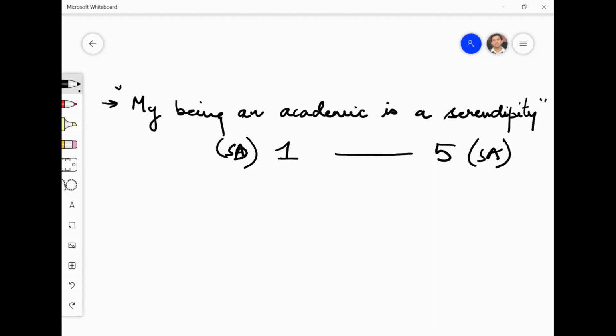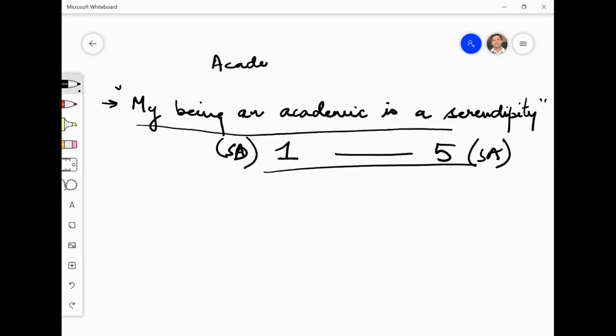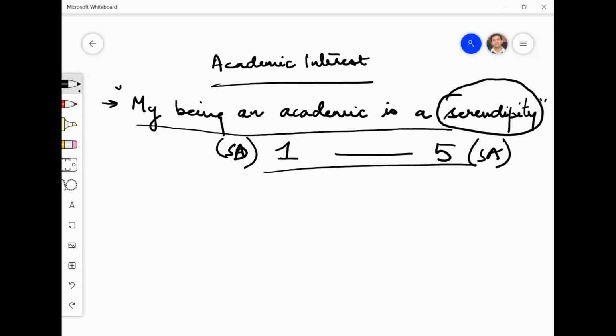strongly disagree to strongly agree. You can think about it and write your answer on a piece of paper. Don't Google the meaning of serendipity. Without looking up the meaning, different respondents will give different responses. Maybe your construct was academic interest, but what you ended up doing was also testing English proficiency.